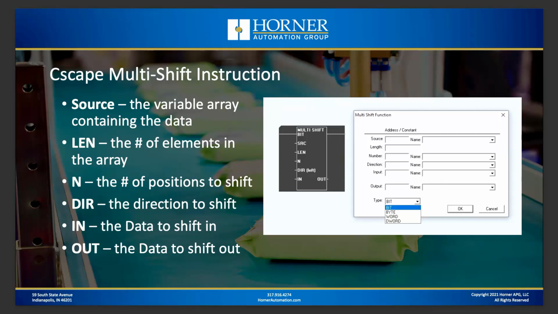Now, the length parameter in the multi-shift instruction is how many of those bits, words, double words are going to be contained in your shift register. The n parameter is how many positions we are going to shift every time we execute this instruction. For most applications, you're going to shift one at a time. So every time you execute the instruction, you're going to shift by one. That's not universally the case. Sometimes you'll need to shift multiple positions with one execution, and occasionally the number of positions you shift will be variable, so you might want to assign a variable to that particular parameter.